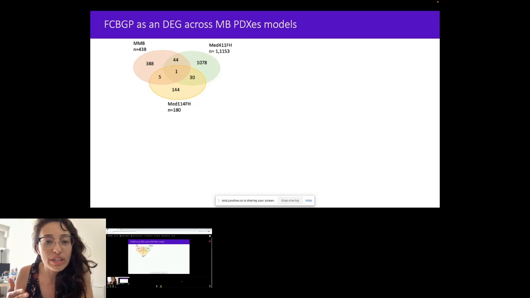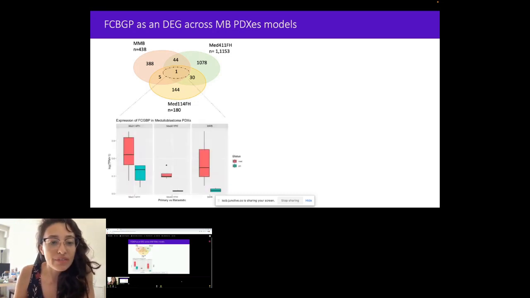and found among these three PDXs. So far we have identified just one gene differentially expressed in all the metastatic PDXs of group 3 medulloblastoma, and this gene is FCGBP.